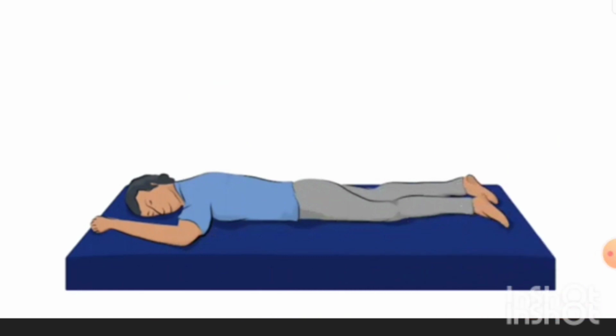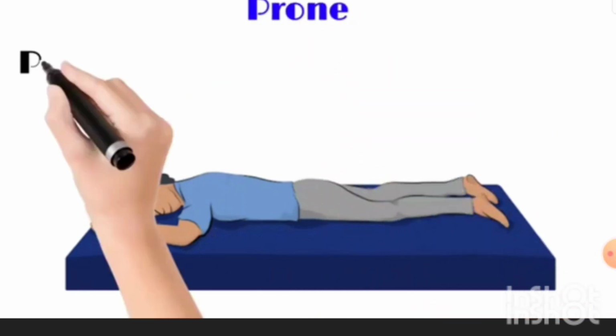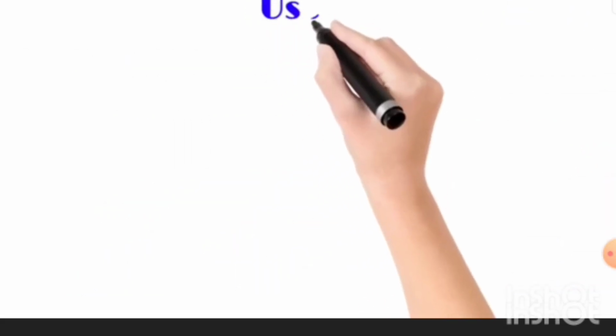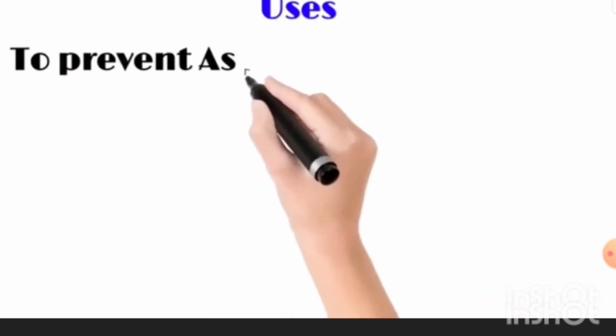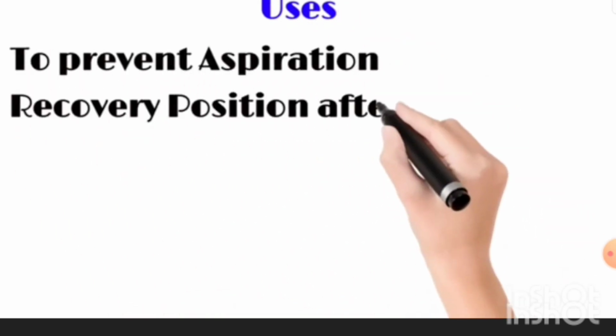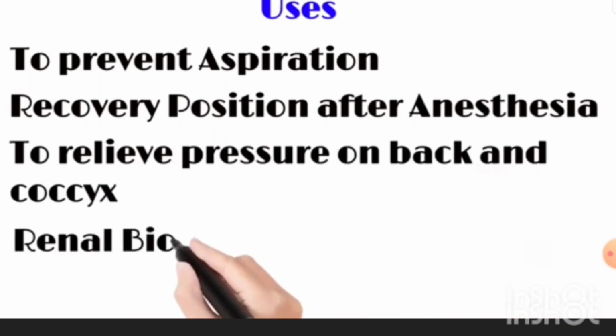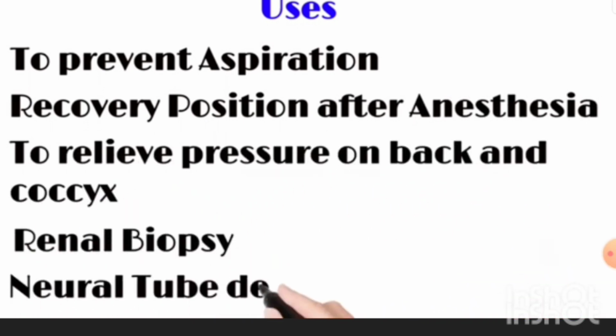The second is the prone position. Prone means lying on the abdomen with the head turned to one side. The uses are to prevent aspiration, recovery position after anesthesia, to relieve pressure on the back and the coccyx, renal biopsy, and neural tube defect.